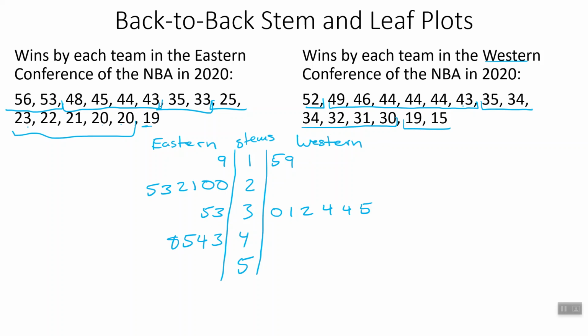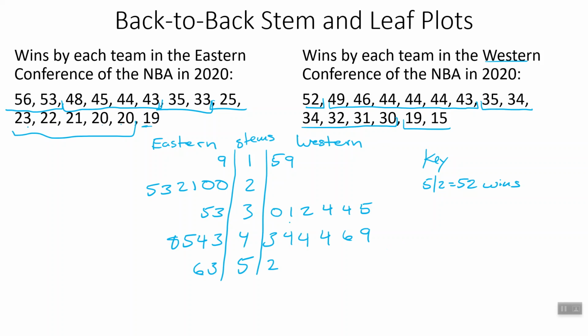Over here with 40s, we've got a 3, and then 3 4s in a row, and then a 6, and then a 9. And then finally, we've got a 52 here in the Western Conference, which I believe was the Lakers. And a 53 and a 56 over here. 56, I believe, was the Bucks. We would want some sort of key. So the key is 5 with a 2 equals 52 wins.